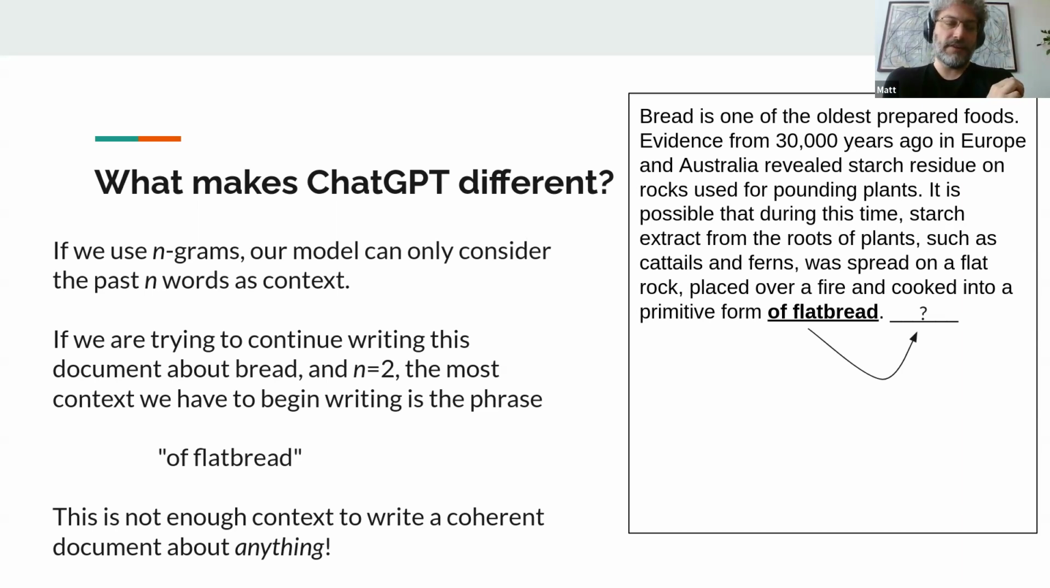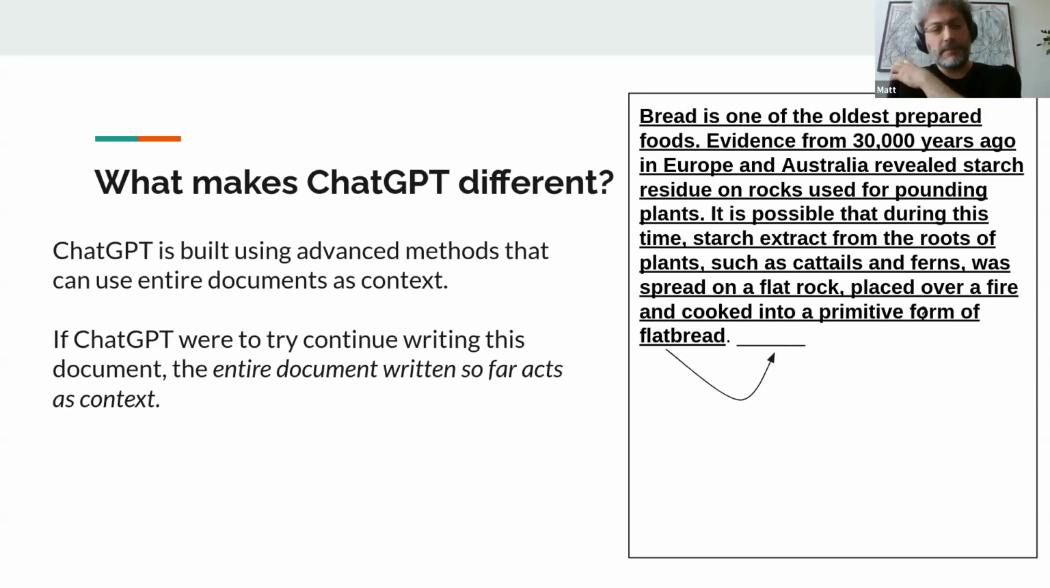And so while this can create little moments of coherence that looks like something somebody would have written, as we saw in the output, this is not enough to write a coherent document. And so this is fundamentally limited. What ChatGPT does, and other language models as well, is they're built using advanced machine learning techniques that can use an entire document as context.